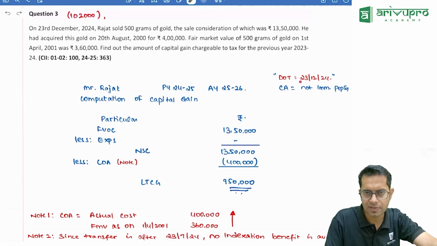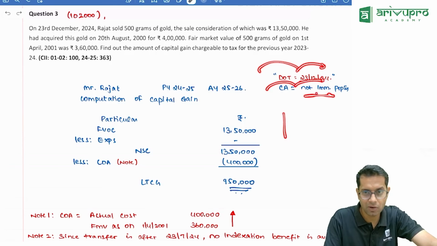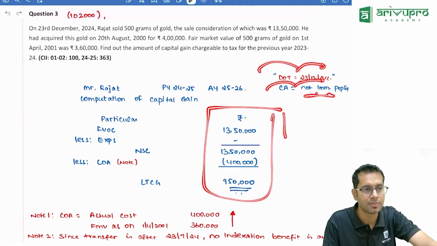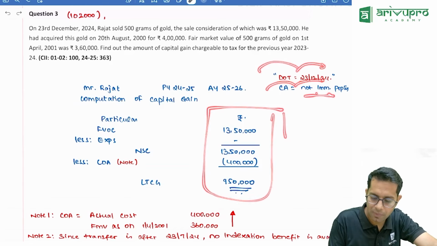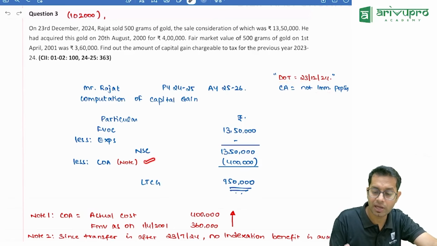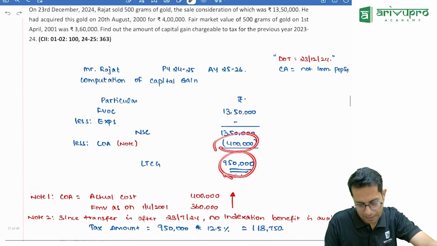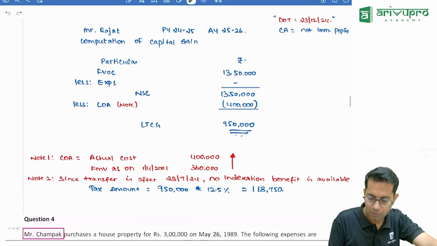If the date of transfer is before, irrespective of what the capital asset is, indexation will be available. If the date of transfer is after 23rd July, then whatever the capital asset is, the computation will not change. Computation will be full value of consideration less expenses, and for cost of acquisition you will take the actual cost of that asset, which is 4 lakh rupees. You will get your capital gain amount. And you should write a note.